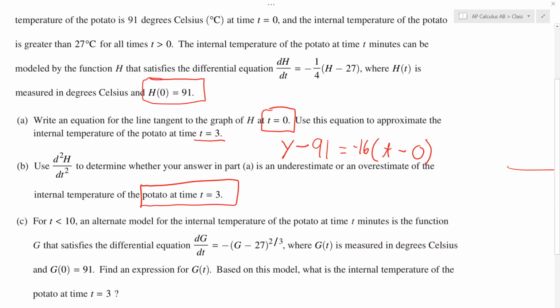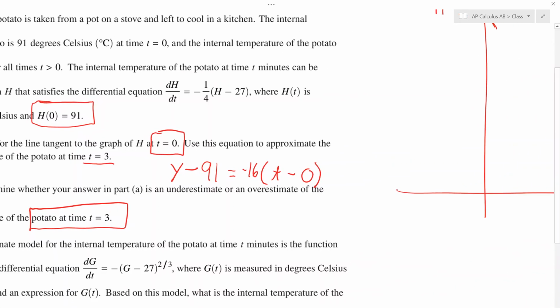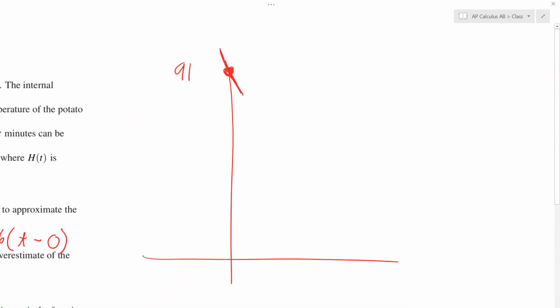But can I explain to you again what we're actually doing when we do that? When you use a tangent line, we're assuming that the slope is constant. We're assuming that every minute goes by, this temperature is going to drop by 16 degrees, right? So after 1 minute, the temperature should be 91, take away 16. That happens to be 75, right? After 2 minutes, our predicted temperature is going to be 75, take away 16. Now this is not going to be to scale, but forgive me. That's going to be 59.